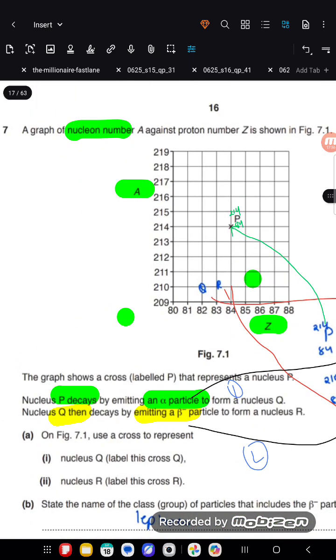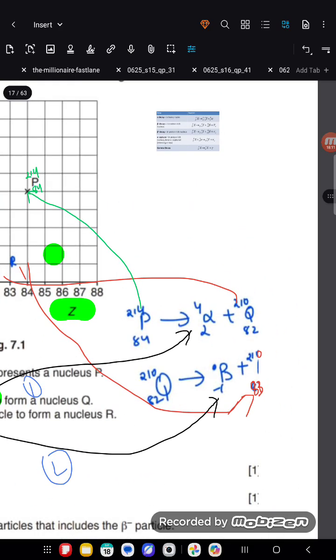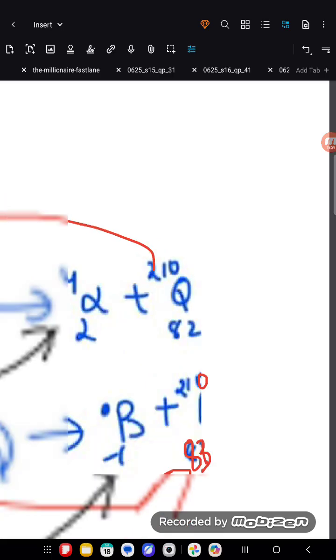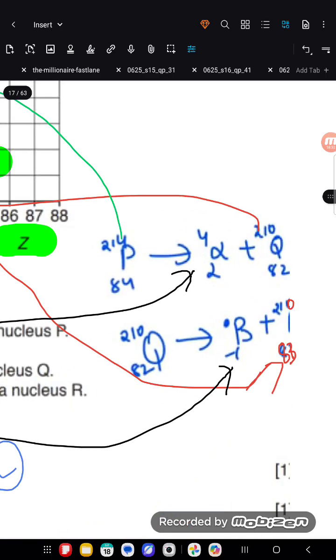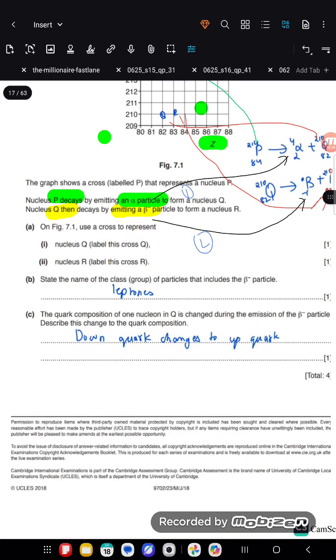So now they are saying this P first went through alpha decay. Okay, alpha decay means what? Upper number will decrease by 4 and lower by 2, right? So it will be 214 minus 4, it will be 210, and down is 84 minus 2, it will be 82. So after alpha decay, this is the answer. Then again this one went through beta decay. So beta decay is beta minus decay.